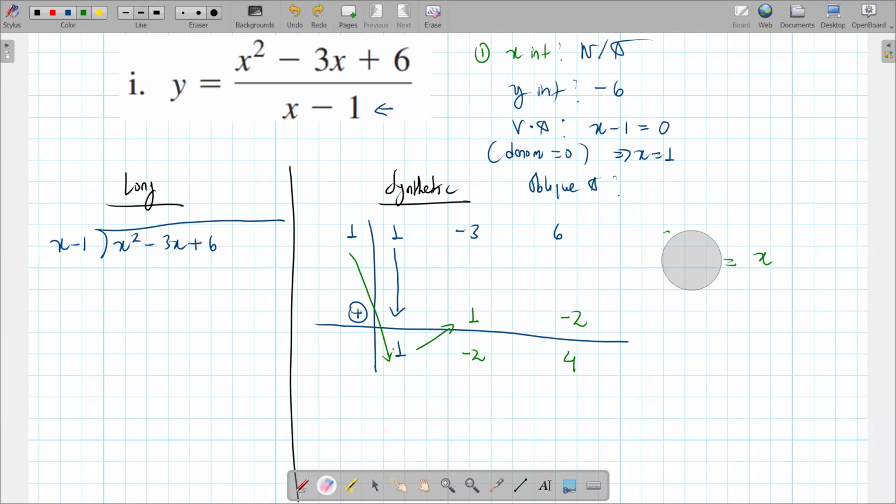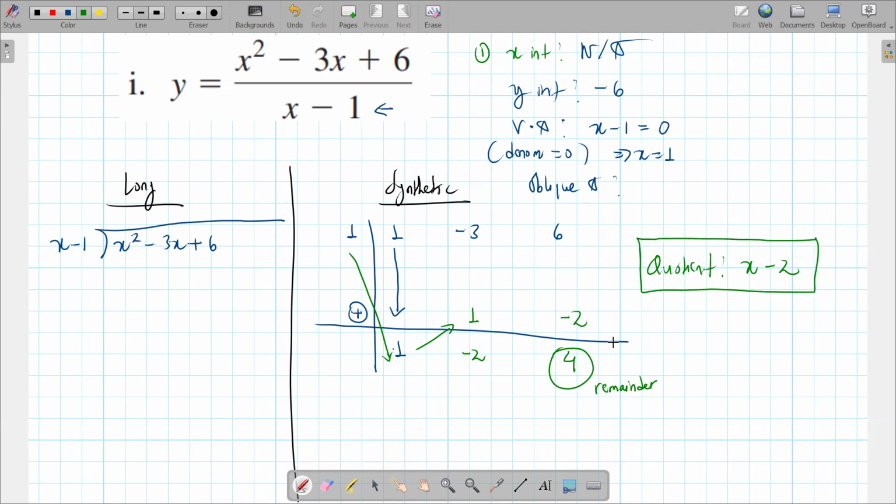So that's what we're looking for. We're looking for the quotient. So the quotient is going to be 1x or x minus 2. And that's your oblique asymptote. This is your remainder. We don't care about the remainders in oblique asymptote situations. So that's how you do it using synthetic division.